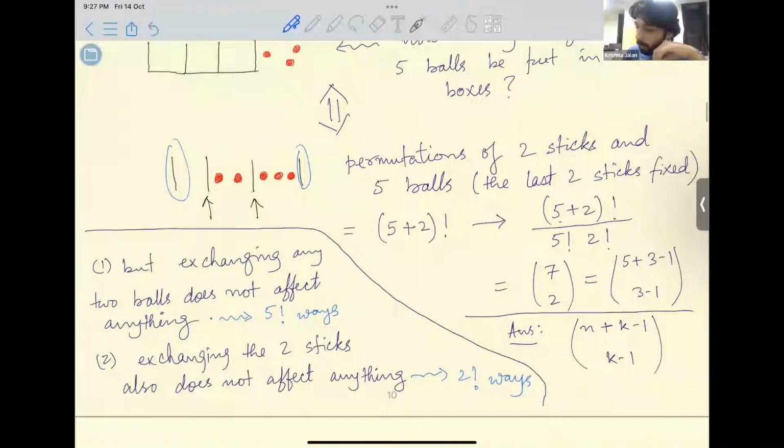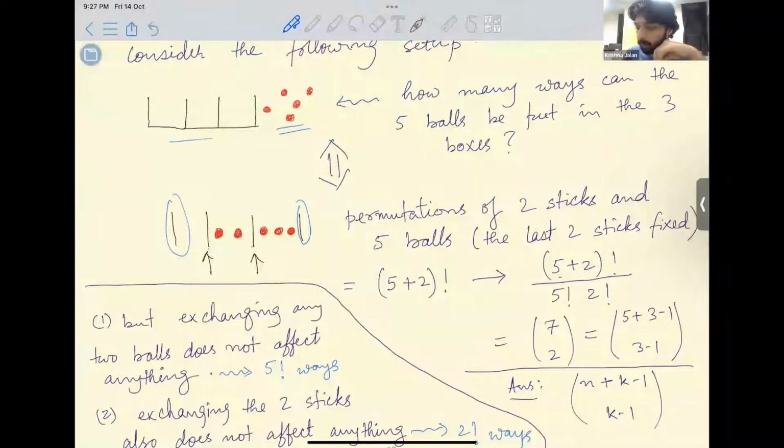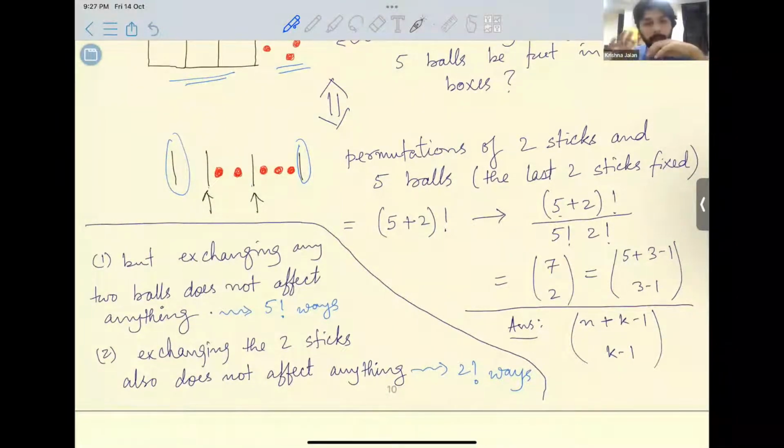So what I'm saying is, you want to fill these 5 balls into these 3 boxes. And that problem is exactly equivalent to finding the number of arrangements of these 2 sticks and 5 balls. But there is a caveat. I can exchange the balls among themselves without affecting the arrangement. Similarly, I can switch the sticks and I will not be affecting the arrangement.